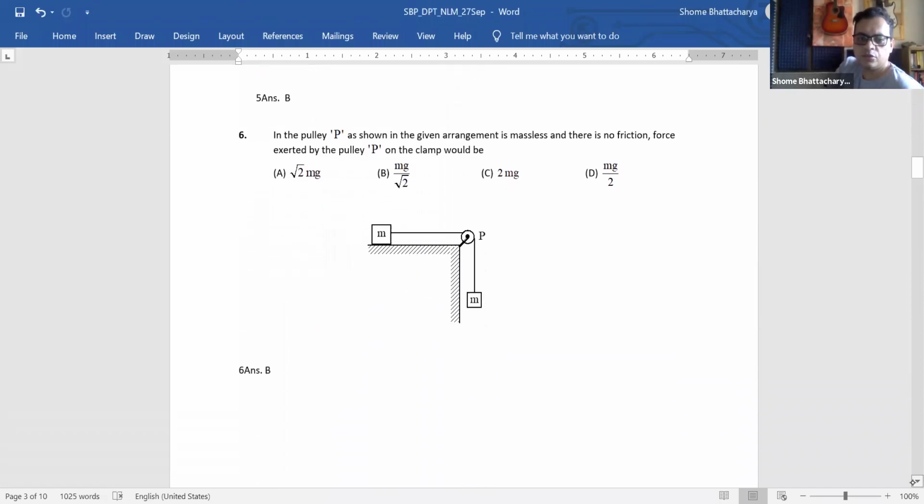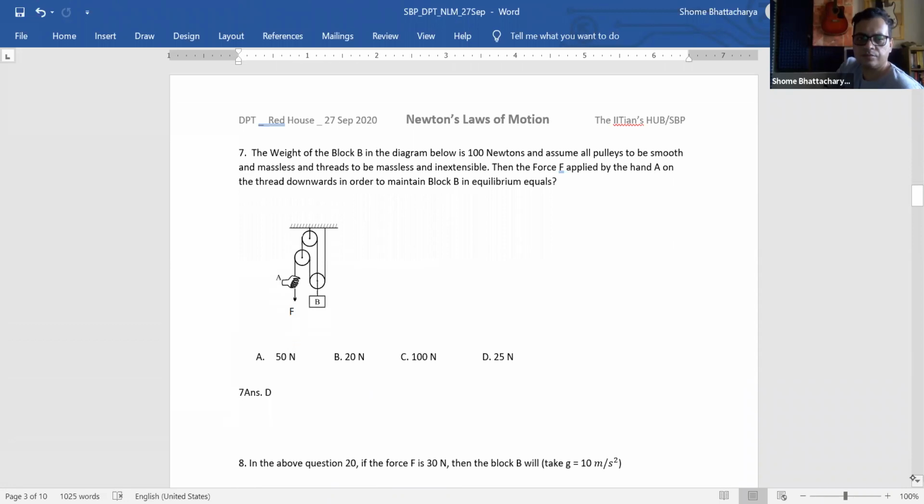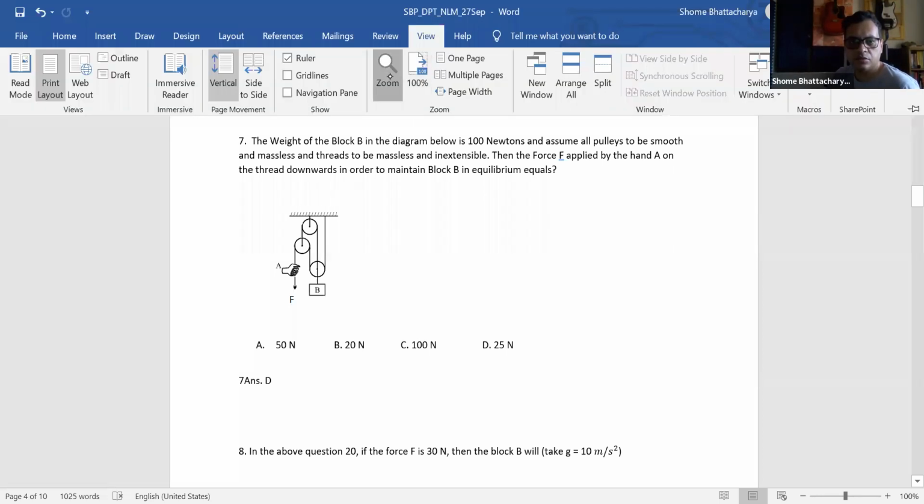Now let us move on to the seventh question. Does anybody have a doubt in it? I think a couple of people had a doubt in seventh. Yeah. So what I will just do is magnify this a little so that it's easier for us.